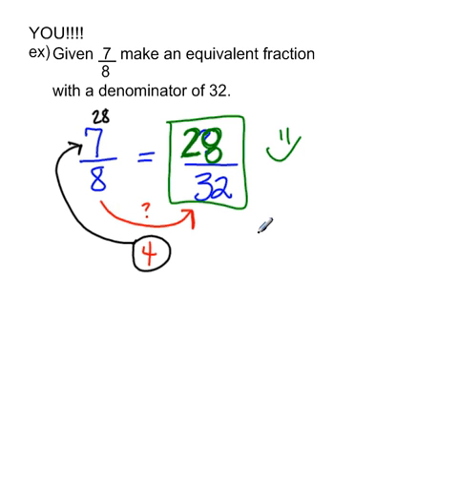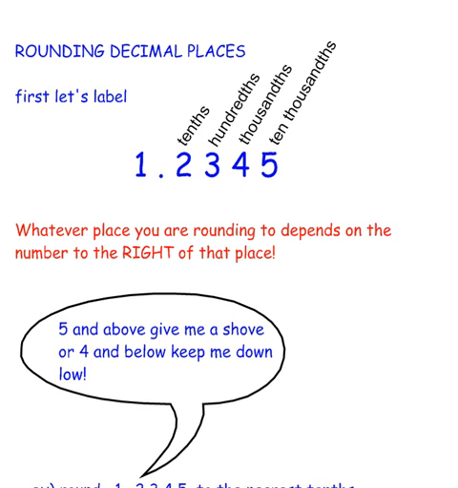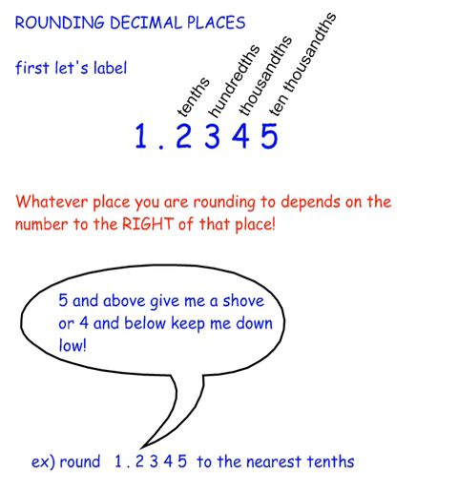All right, let's talk about rounding decimals before we're done here. All right, so rounding decimals, first let's label them. So I put 1.2345. Now I didn't label the 1 because all decimal places are the places after the decimal.